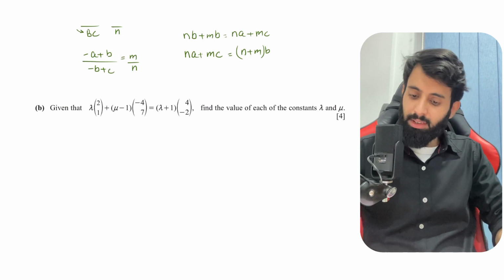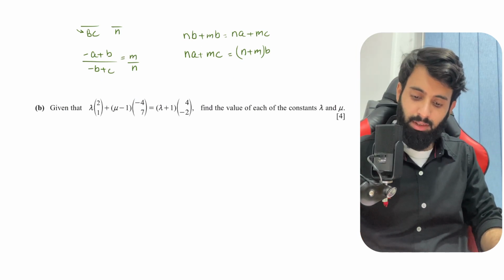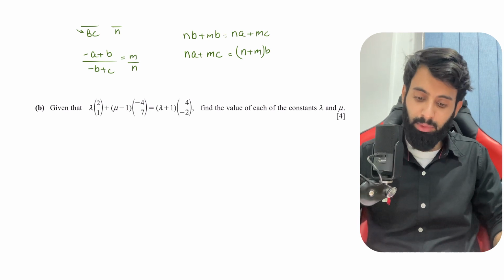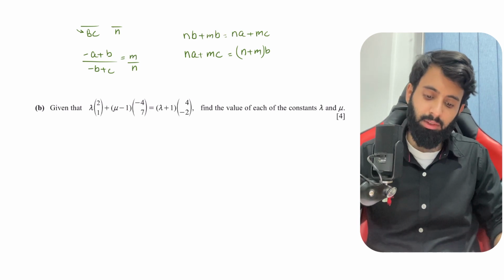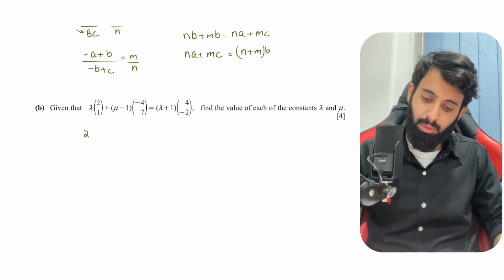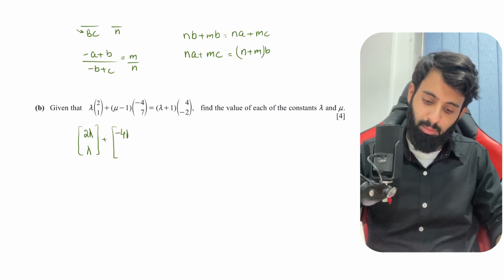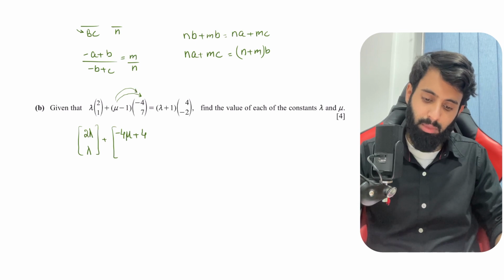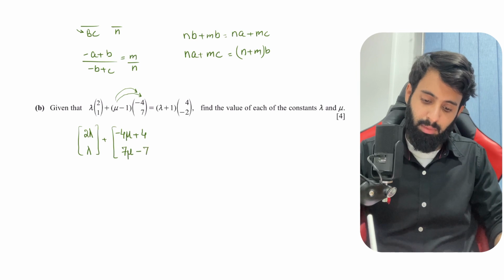It says in part b, given that lambda times (2, 1) plus (mu minus 1) times (minus 4, 7) is equal to (lambda plus 1) times (4, minus 2). First thing we're going to do is multiply lambda by both the elements, so 2 lambda and then just lambda. Okay, so let's make a matrix here. Plus minus 4 mu plus 4. I should explain what I've done: I've multiplied mu by minus 4 and also minus 1 by minus 4. We're going to do the same thing with 7 also, so 7 mu minus 7.